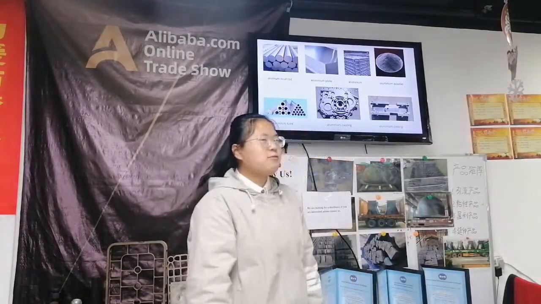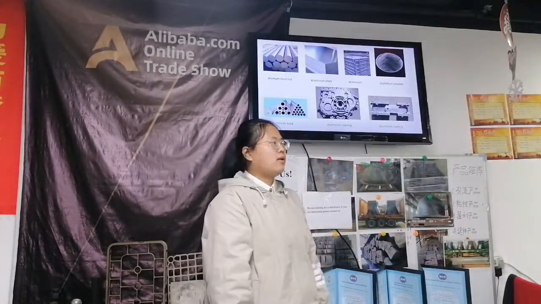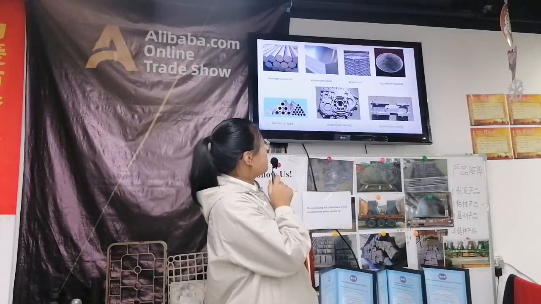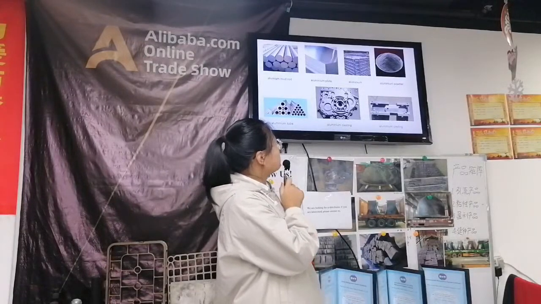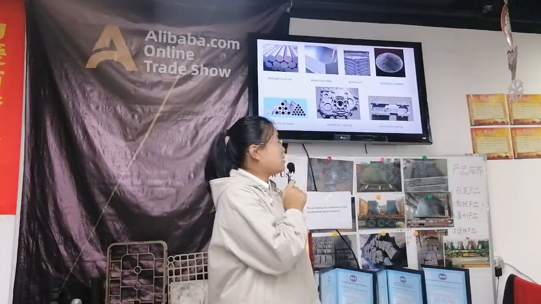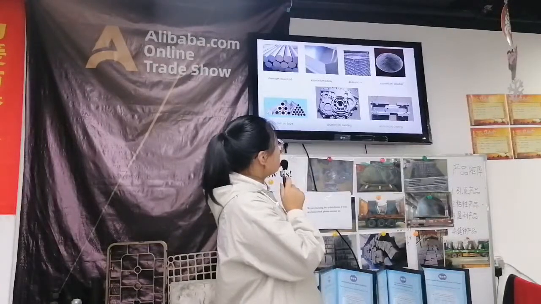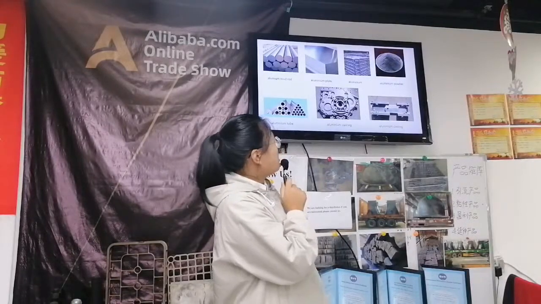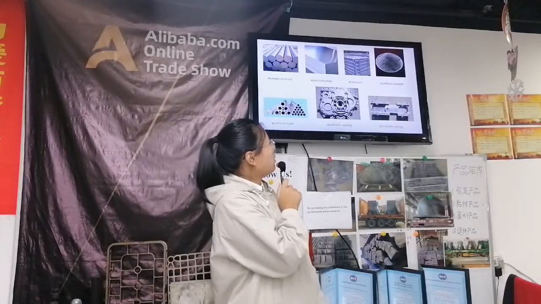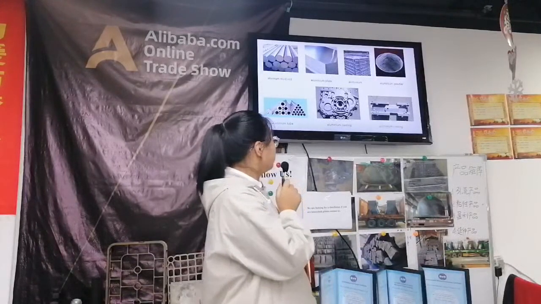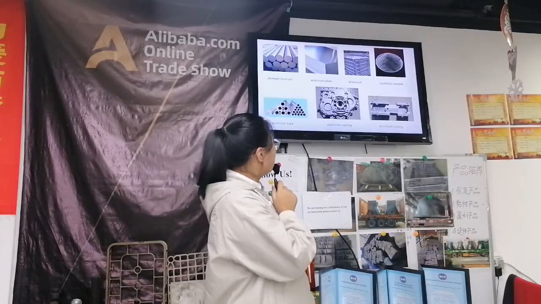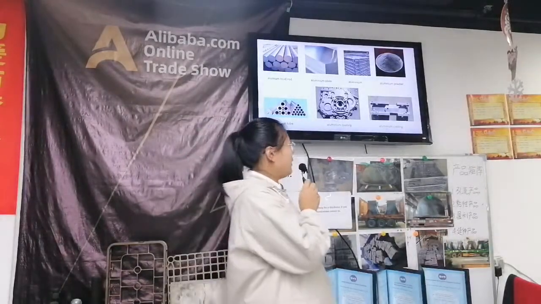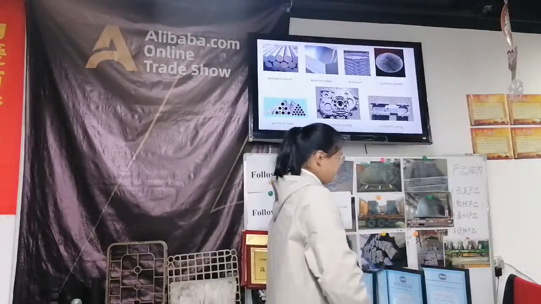Next, some photos for aluminum alloy. The first photo is aluminum round bars. The second photo is aluminum plates. The third photo is aluminum powders. Next is aluminum tubes, and the last one is aluminum casting.